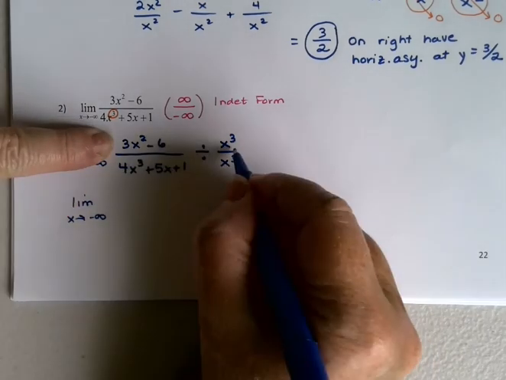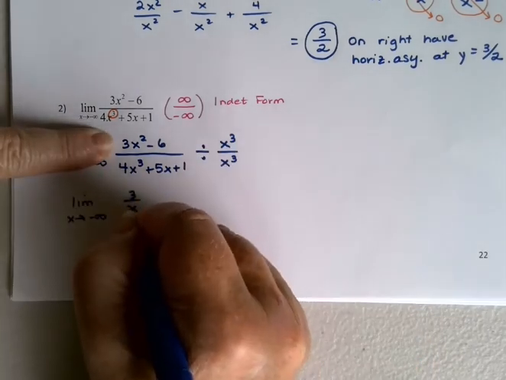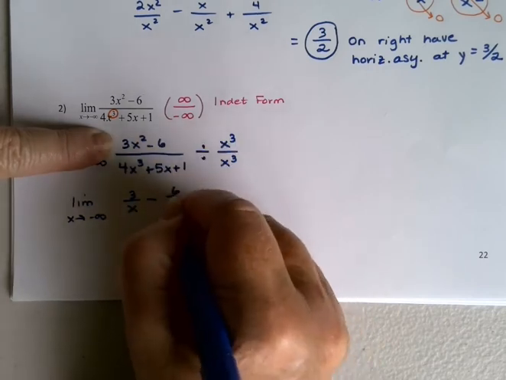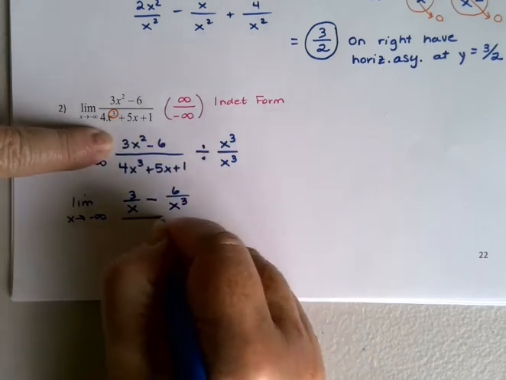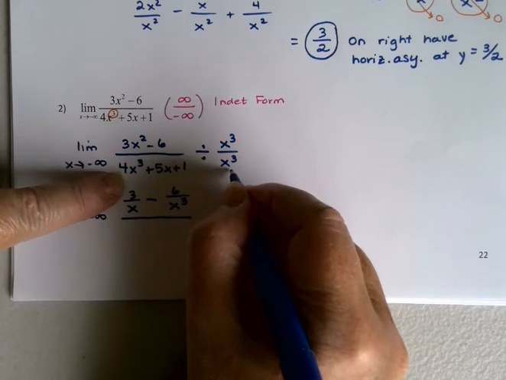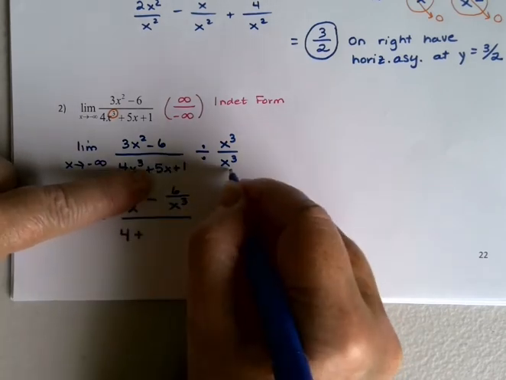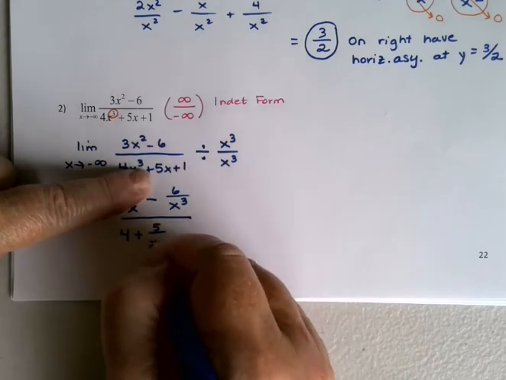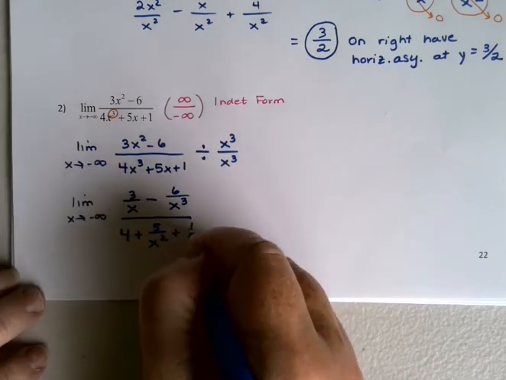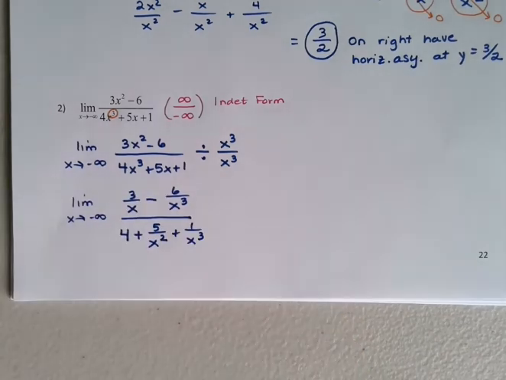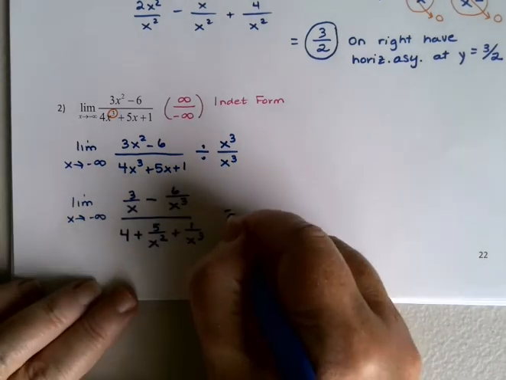So 3x squared divided by x cubed is 3 over x, minus 6 divided by x cubed. And on the bottom, those x cubes would cancel out, and I would get a 4, plus 5 over x squared, plus 1 over x cubed. So again, if you can do the algebra in your head, as long as you've documented what you're going to do, feel free to take that shortcut. If it's easier for you to write it all out to make sure you don't make mistakes, that's fine too, of course. All right, let's see what we've got here.